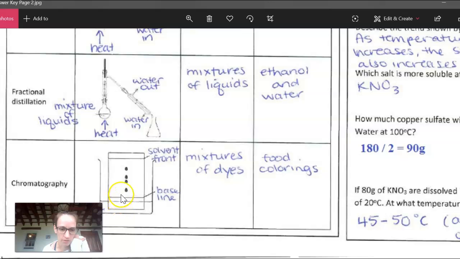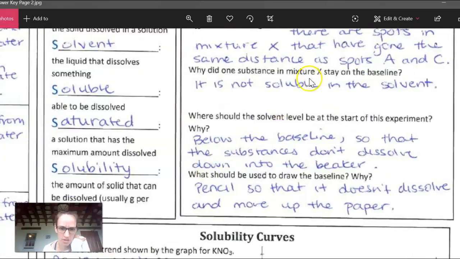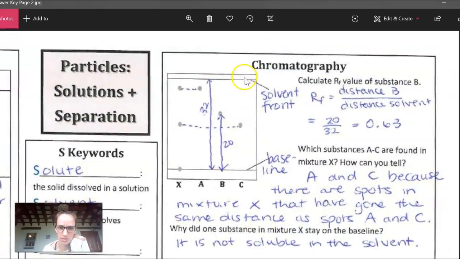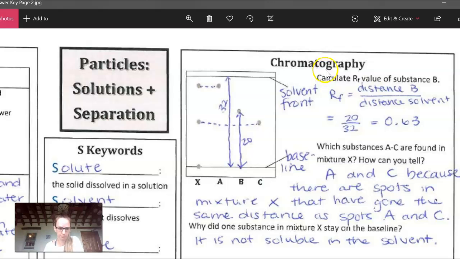And then as the solvent moves up to nearly the top of the paper, any mixtures, any colors in the substance will separate based on how soluble they are. The most soluble one will go to the top because it moves with the water, and the least soluble one will be at the bottom. Now, chromatography often comes up in a little bit more detail. So up here, last section, we're going to talk about how to interpret a chromatogram.